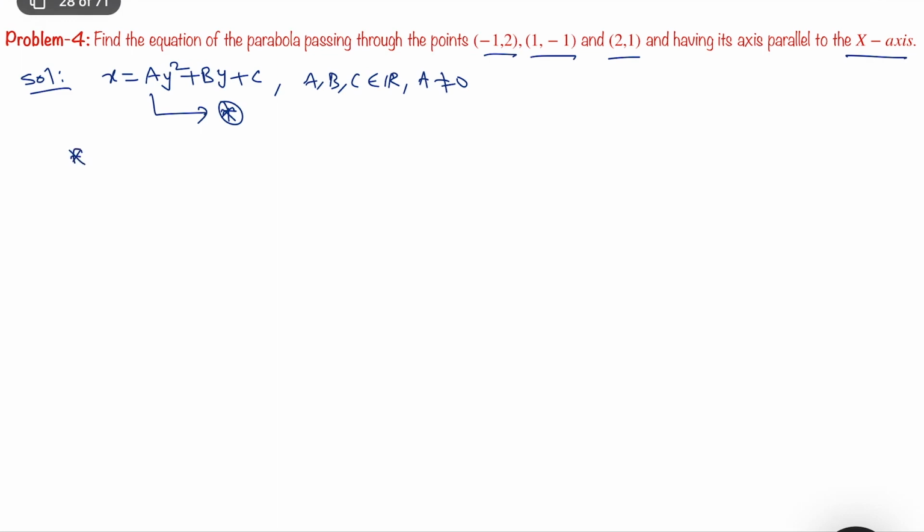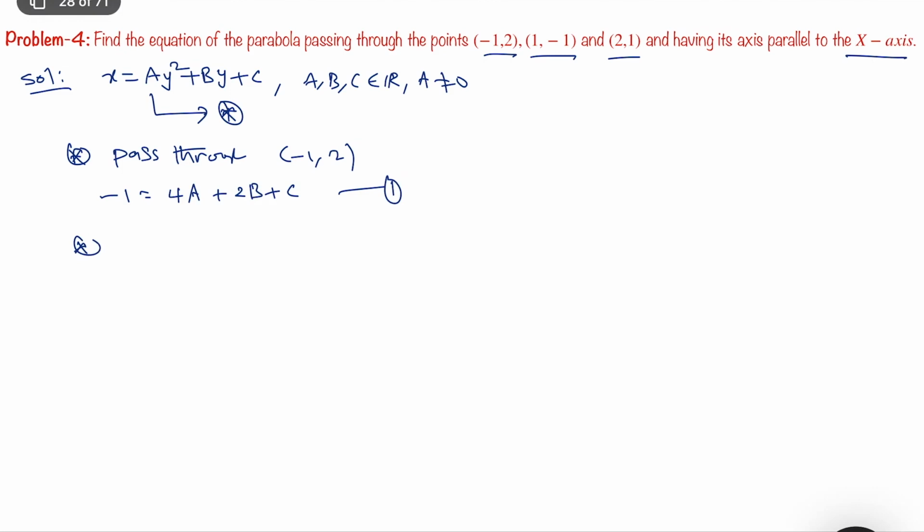First, this parabola x equal to ay square plus by plus c passes through the point minus 1, 2. That means this equation must satisfy this point. So if I substitute this point in the equation, we should have minus 1 equal to 4a plus 2b plus c. Let me call it 1.